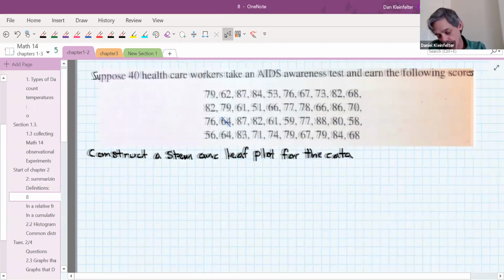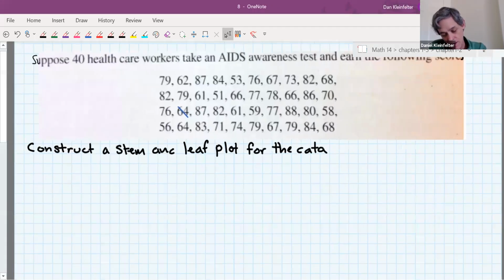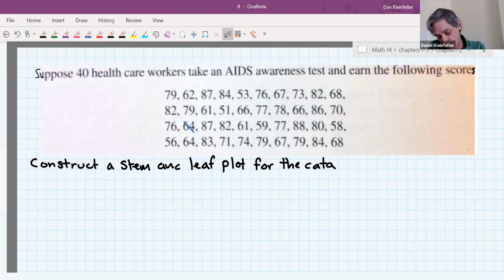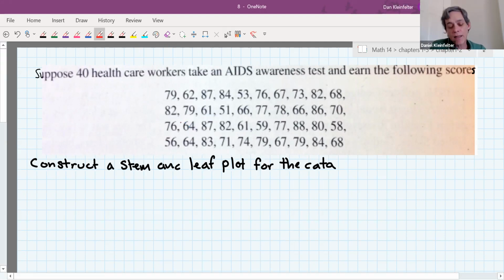All right, so here's the story for this one. This one is taken out of some other textbook, okay? Here it says, suppose that 40 healthcare workers are taking an AIDS awareness test, and they've earned the following scores on this test. So there's all these scores, and we have 40 of these. So we're going to want to make ultimately a frequency distribution for this, but there's a lot of numbers here. I know that to calculate the number of classes, I need the maximum and minimum value, and you may not be able to tell this at a glance.